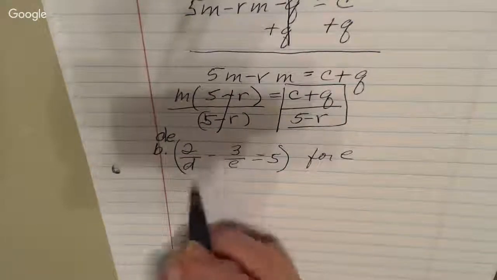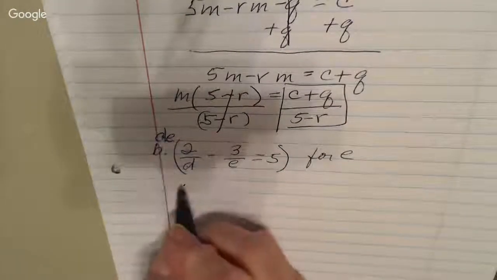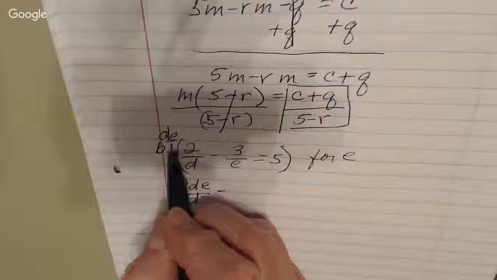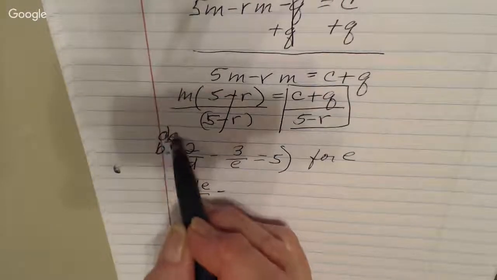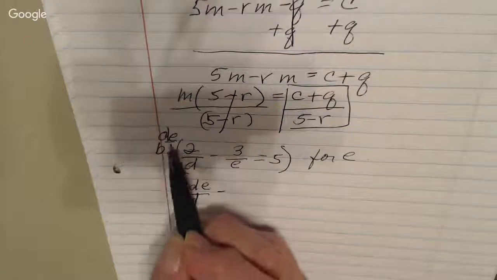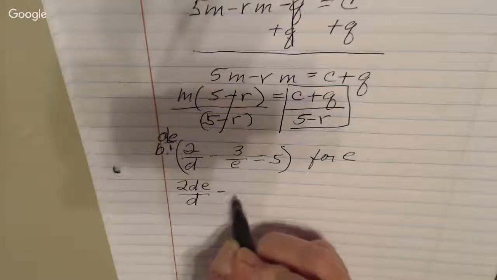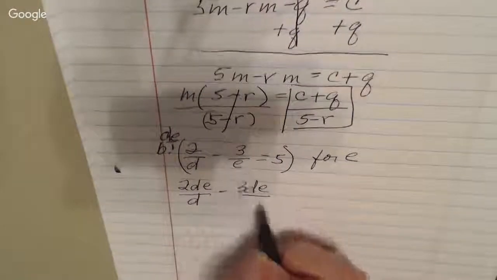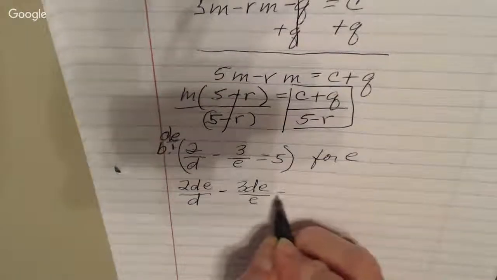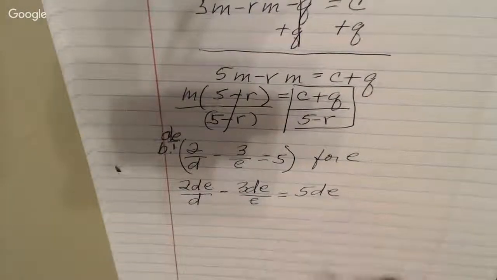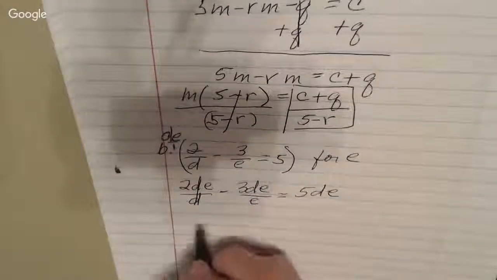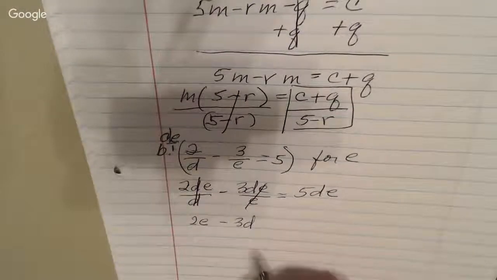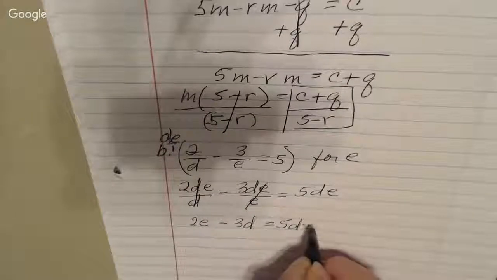So here the d's cancel. You know what, I'm going to do this differently. I'm going to put this extra step in here so you'll see exactly what I'm doing. So I'm multiplying dE over 1. This is the numerator times the numerator, the denominator times the denominator. 1 times d, that's where I got that. Now 3 times dE and 1 times e in the bottom, equals 5dE. You'll notice here the d cancels and I get 2e. Here the e's cancel and I get minus 3d. And over here it's still 5dE.